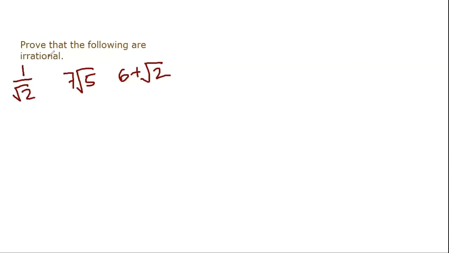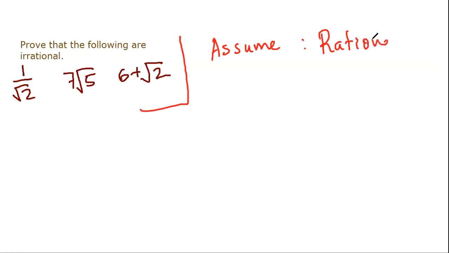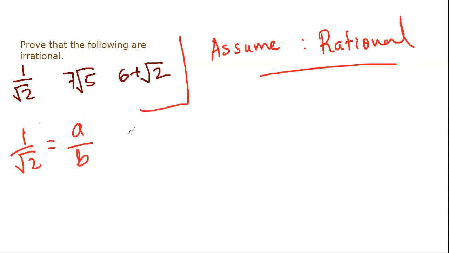Let's consider the next question. Prove that the following are irrational. Here also, the first step is we are assuming they are rational. Then we are following that 1 by root 2 can be written as A divided by B, since it is a rational value.